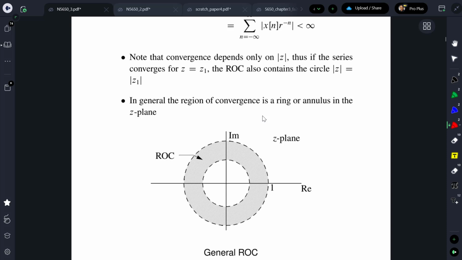One of the first properties, though, is that if the region of convergence includes a point z1 in the Z-plane, it will include the entire circle having that radius, the magnitude of z1. But in general, like I said, it's an annular region, or annulus is what it's called. I think this is a term from calculus, probably. I don't know. You've heard the term before, right? An annulus.